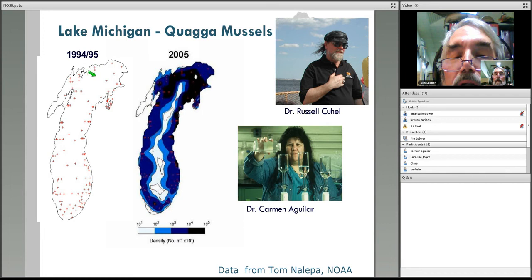But you can see here in '94, '95, when we had lots of zebra mussels, we had very, very spotty indications of quaggas. And in just a 10-year period, quaggas have really taken over and outcompeted zebra mussels, especially here in the southern part of Lake Michigan and in other parts of the Great Lakes system. So they're again causing new changes to our ecosystem.